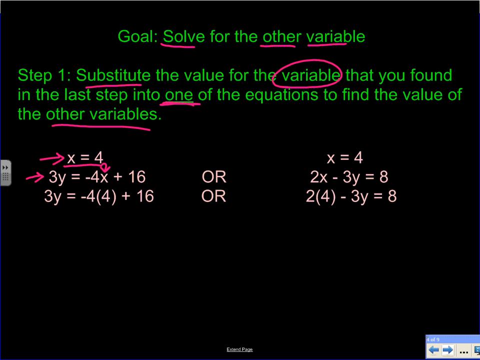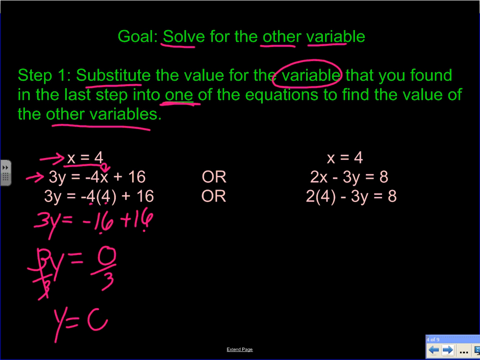So let's work this out. Negative 4 times 4, negative 16. We add 16, and on the left side, that's equal to 3y. Negative 16 plus 16 will give us a 0. So now we have 3y is equal to 0. Divide by 3, divide by 3, cross it off. So now y is equal to 0.